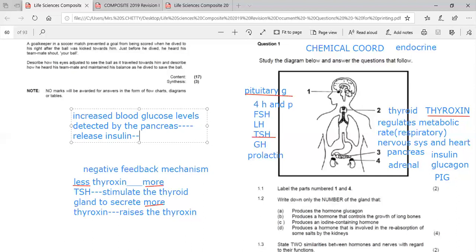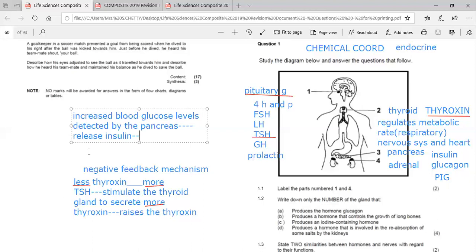So once the cells absorb the glucose, the glucose is out of the blood. And secondly, it stimulates the conversion of glucose into glycogen in the liver and muscle cells. Remember, liver and muscles have stored glycogen. Okay, so that's how it does it. So that's your negative feedback mechanism with your increased blood glucose levels.